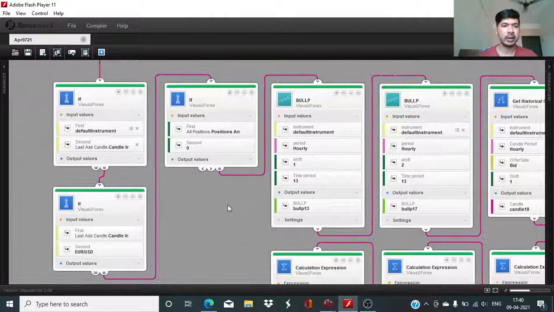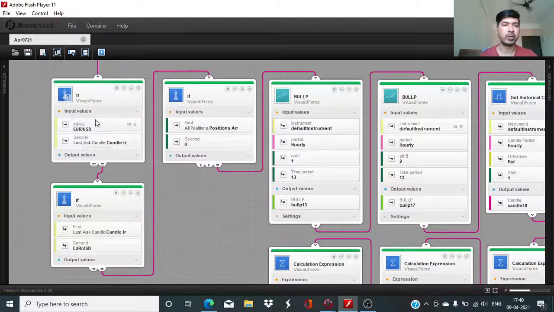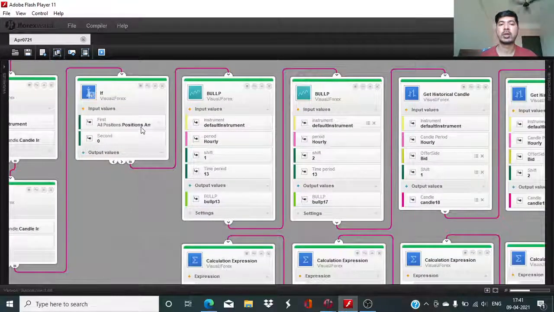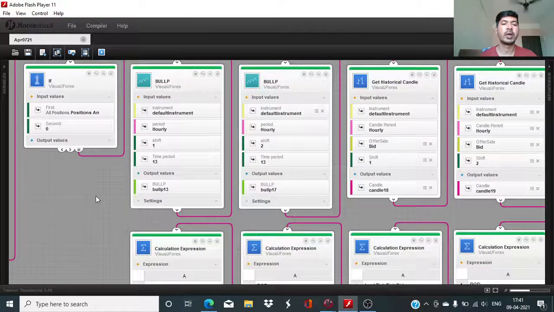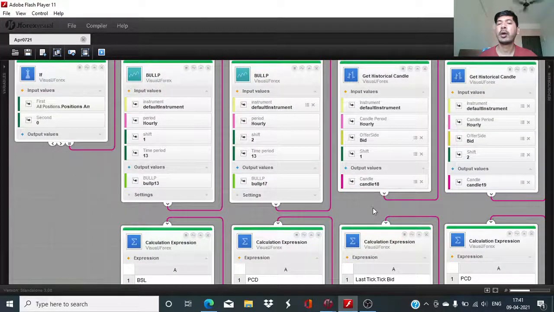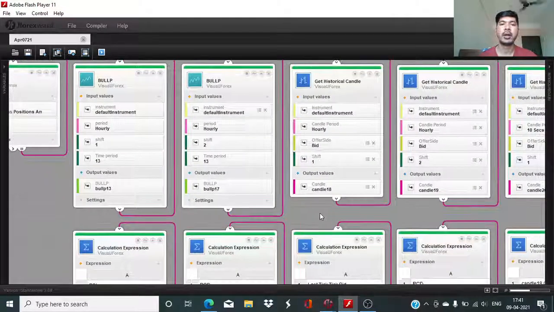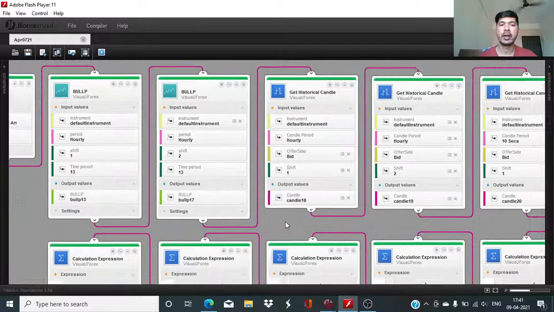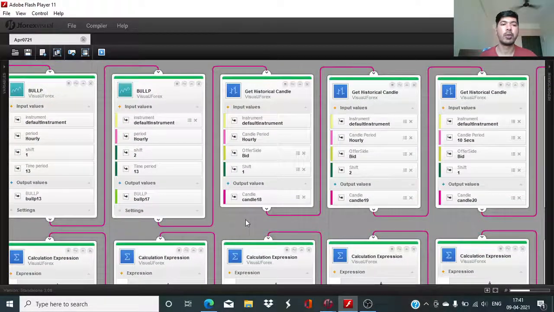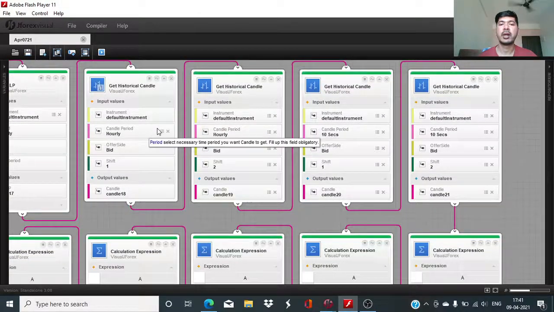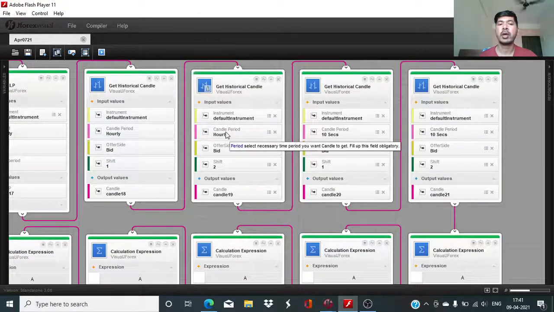In prior sessions, I had developed the setup so far where the instrument subscription has been done. This time around, the default instrument is EURUSD. Then the position amount was set at 0 to make sure there is no pending or open position on the account prior to the execution of the trade. Then I got these Bull Power indicators of the hourly time frame with the lookback period of 1 and 2 respectively. The historical candle data was also brought in to look at the price volatility.